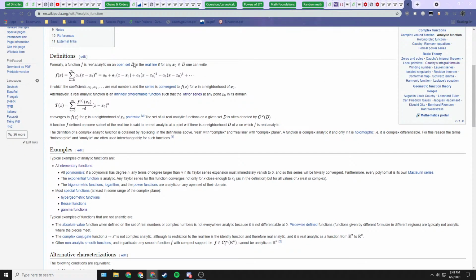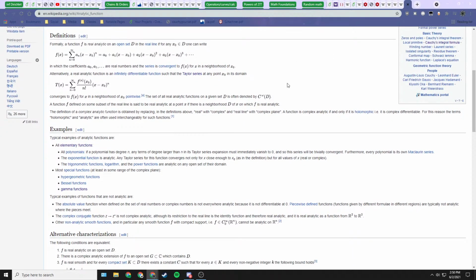Real analytic on an open set if we can write this power series. So they're saying an open set. Well, I don't want to do that. A real analytic function is infinitely differentiable such that the Taylor series at any point x0 in its domain converges to the function in a neighborhood pointwise. Okay, that seems more explicit. Infinitely differentiable such that the Taylor series converges.